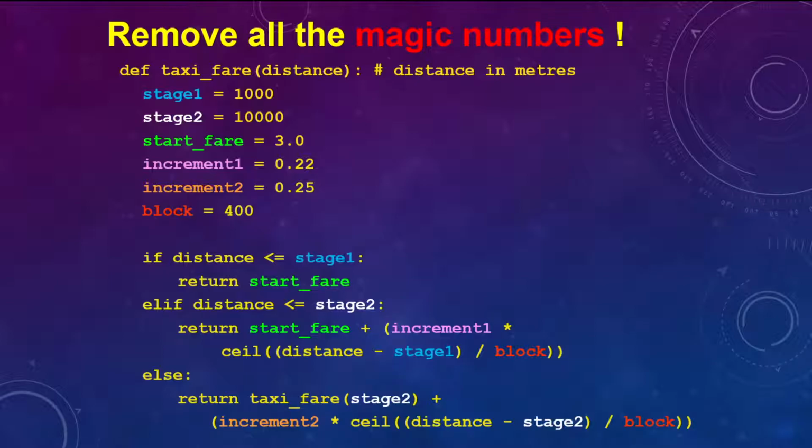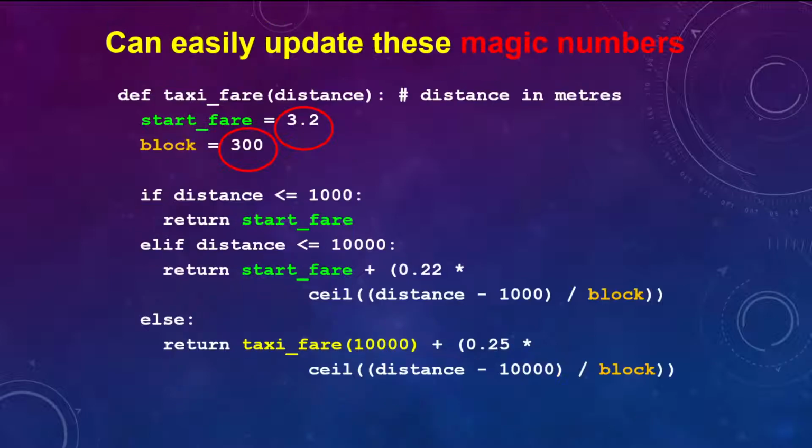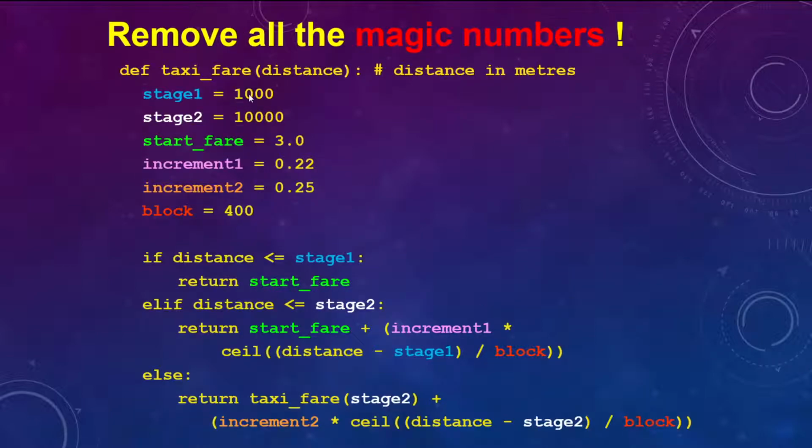Okay, and again, if we want to be really flexible, we can remove all the magic numbers. If you go back to the previous slide, you can see that there's still this 0.22, 0.25, and maybe the 1000 and the 10,000 as well. Okay, so I can put a stage 1, stage 2, and then the starting fare, increment 1, increment 2, and block. Okay, and then you can do it this way. Does it make sense?